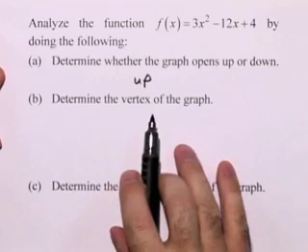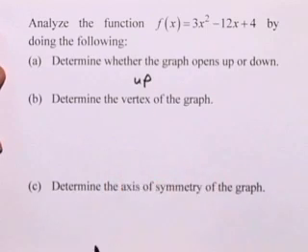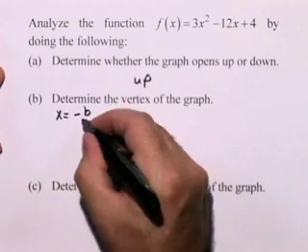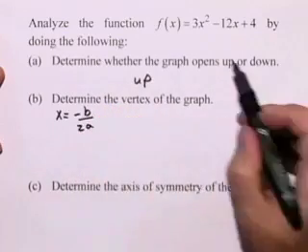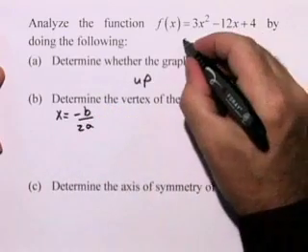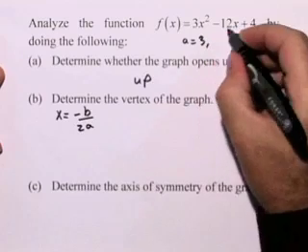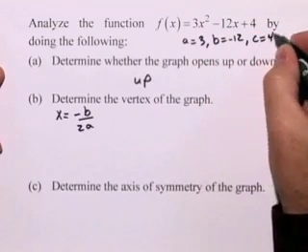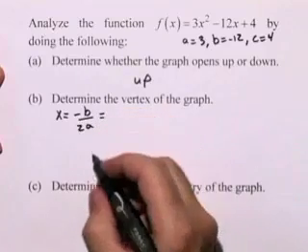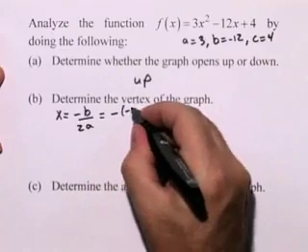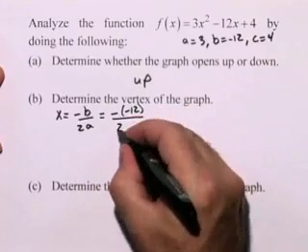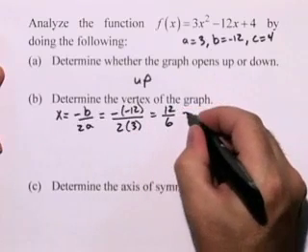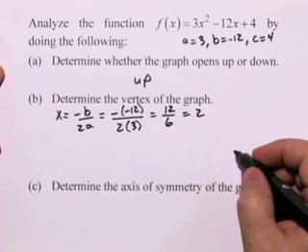Next, we want to determine the vertex of the graph. We can find the x-coordinate of the vertex by using x equals negative b over 2a. If we come back to our function, identify a is equal to 3, b is equal to negative 12, and c is equal to 4. We can get the x-coordinate is equal to negative 12 divided by 2 times 3, which will be 12 over 6, which is equal to 2.